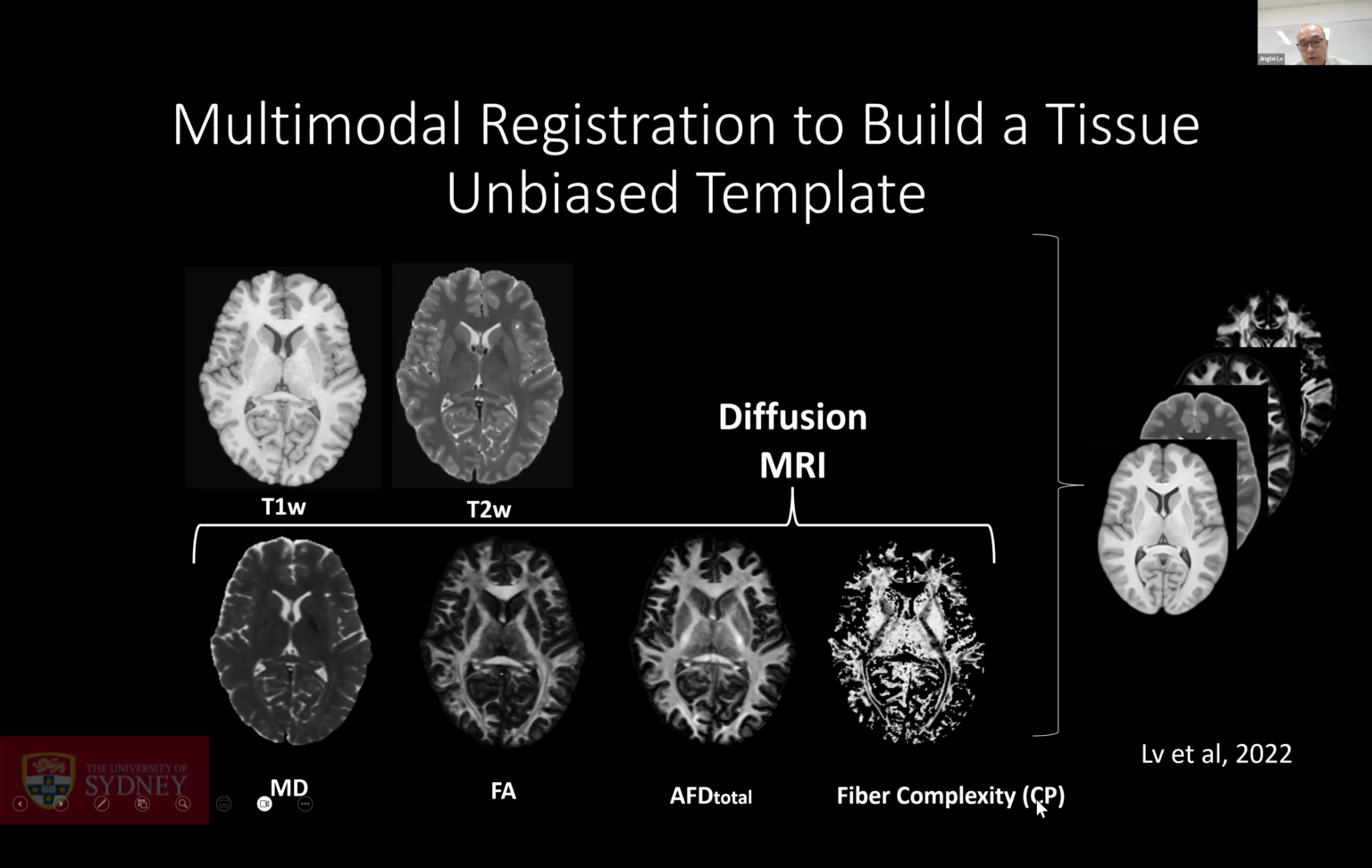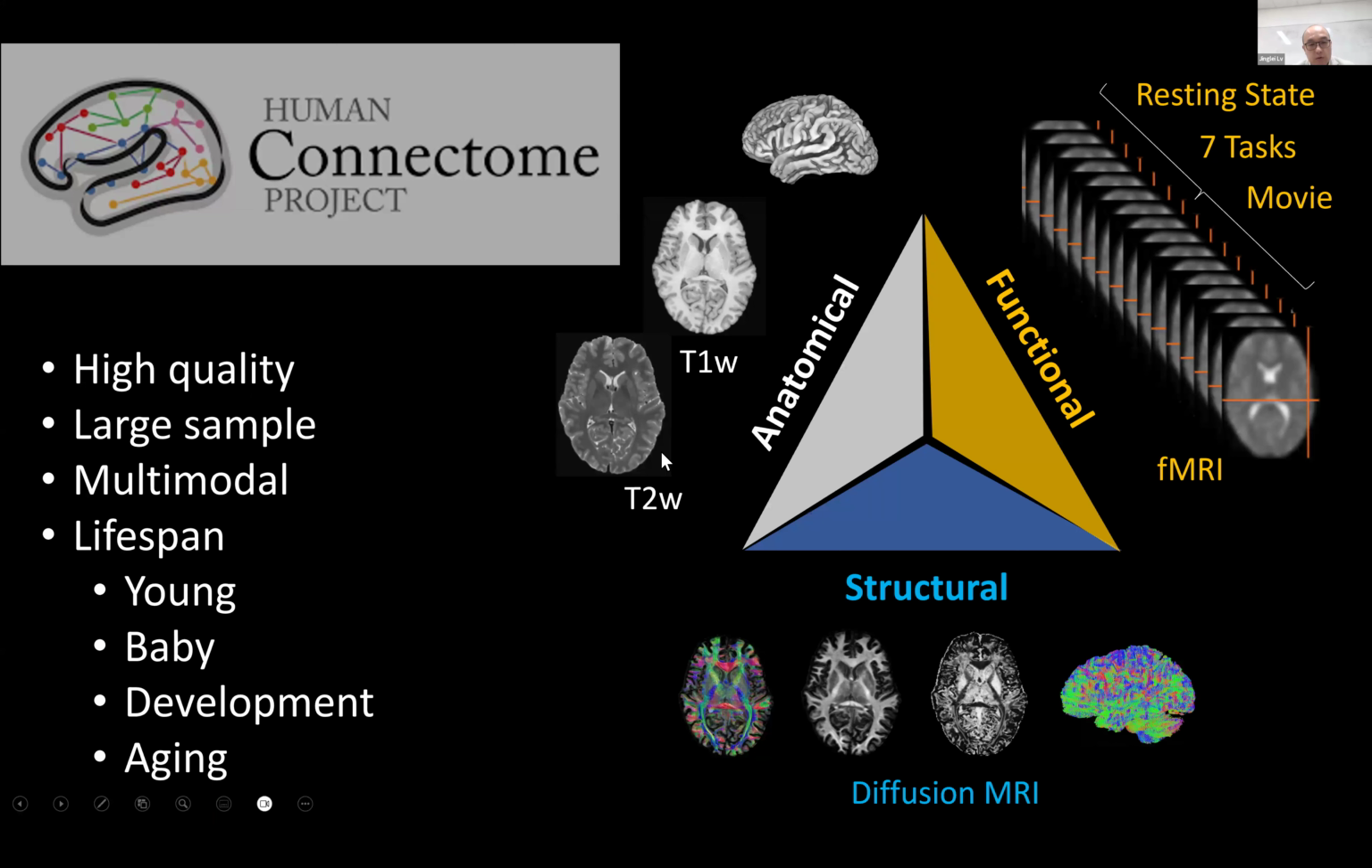We built up this pipeline, and we adopted the data set from the Human Connectome Project because it provides quite high quality, large sample, multimodal data. It includes very high resolution structural MRI and very high resolution multi-shell, multi-angular diffusion MRI, and also high quality fMRI.